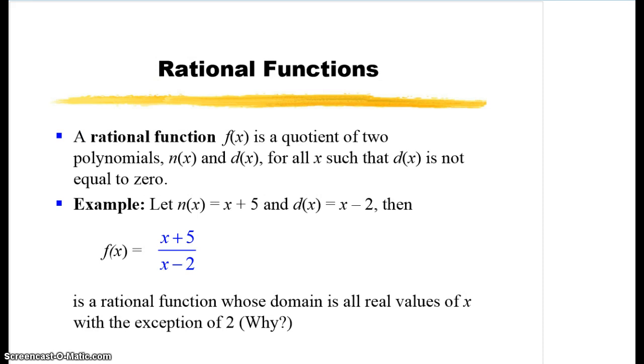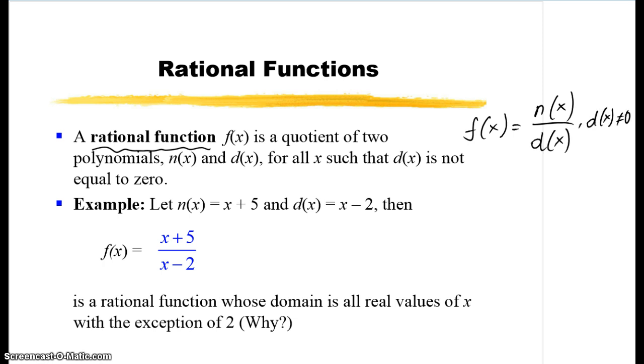Well, we define a rational function, f of x, as a quotient of two polynomials, n of x, d of x, for all x such that d of x is not equal to 0. So you could think of your rational function as n of x over d of x, where each one of these is a polynomial. And d of x cannot be 0 here, right? Because it's in the denominator.